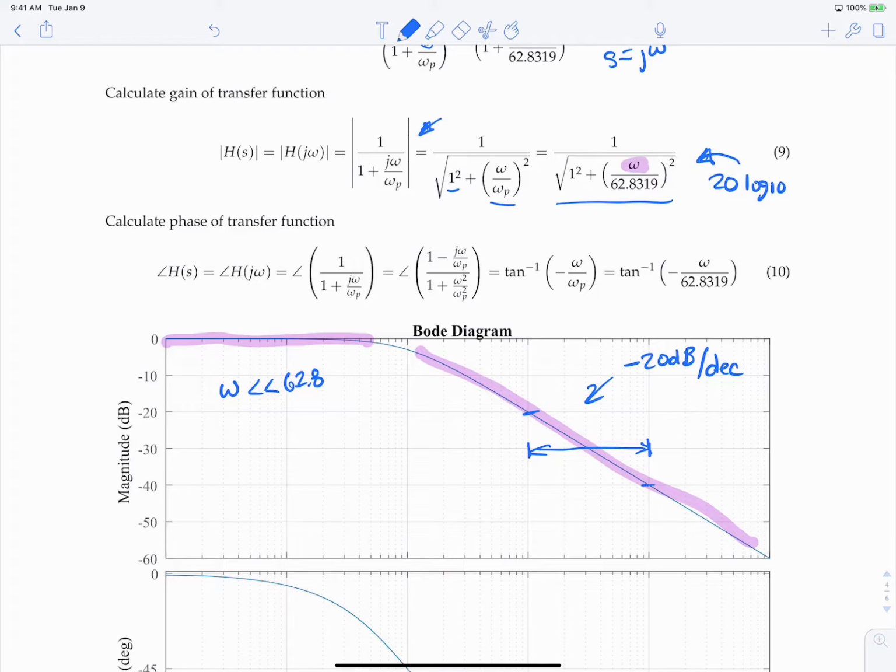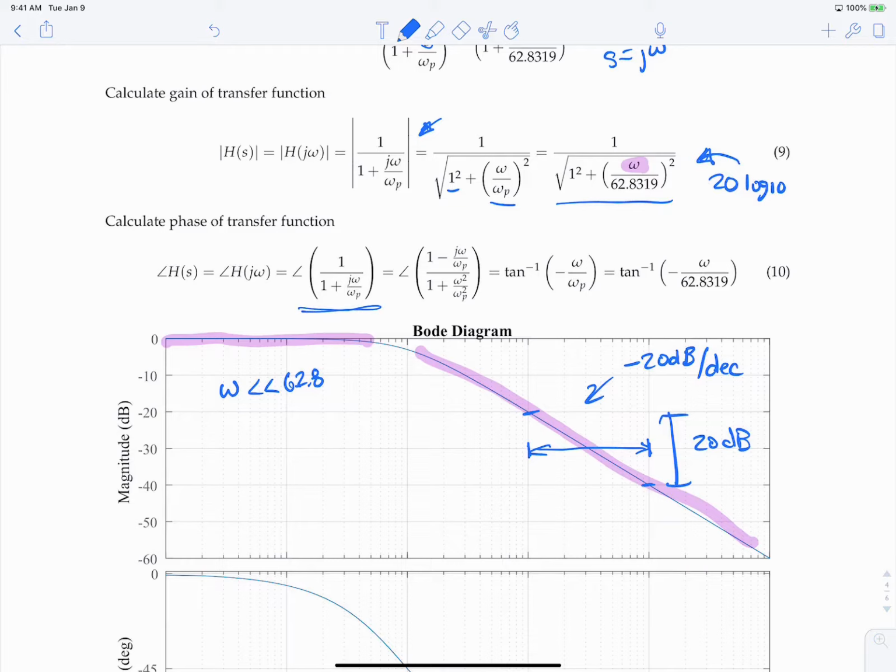Okay, so that is the gain in terms of a single pole. And if you look at this, this is very commonly referred to as a low-pass filter, right? We can pass all these frequencies here, and then we start rejecting them after that point. Now what happens to the phase?